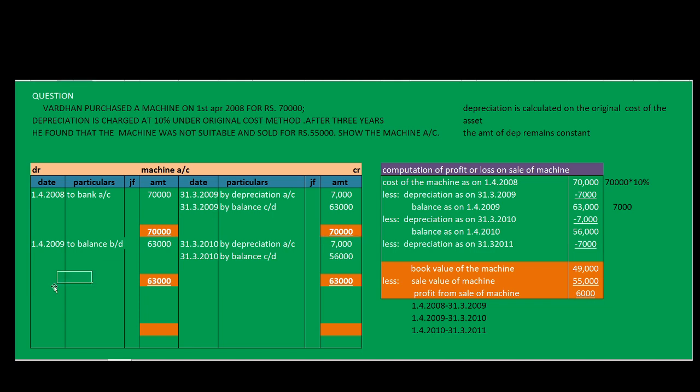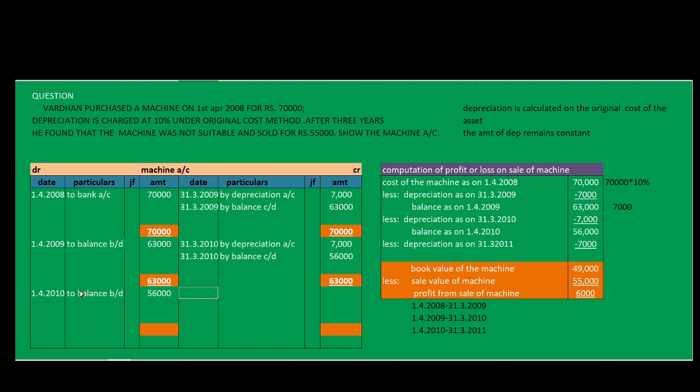Now this balance becomes the opening balance for the next financial year, which starts immediately after the completion of 31st March 2010. What is the next day? 1st April 2010. So let us take the balance. To balance brought down. What is the amount? Balance amount 56,000.